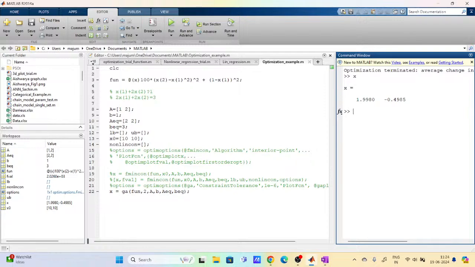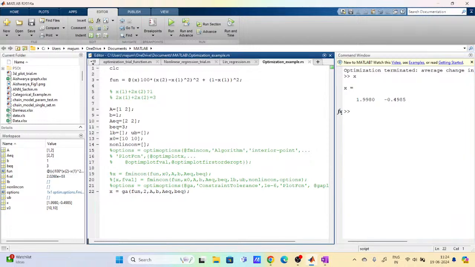Okay, so this is the method I told you. One by one I will give you the example. This is one of the examples. Let us go for the GA, go for the fmin.